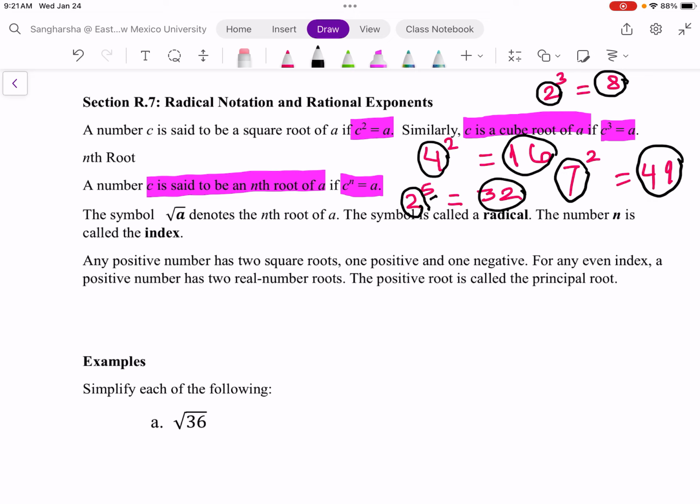Now let's talk about the radical expression. Here we have our radical symbol, and this is the square root. In general, we have n here, which we call the index, and whatever we have under the radical is the radicand. This n is the index, and whatever you have under the radical sign is the radicand.